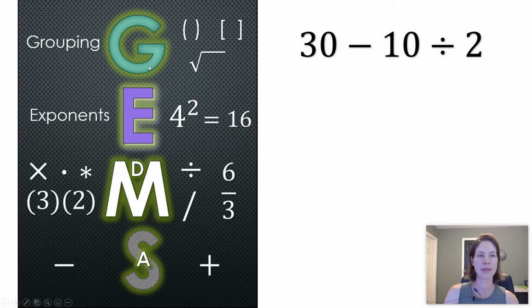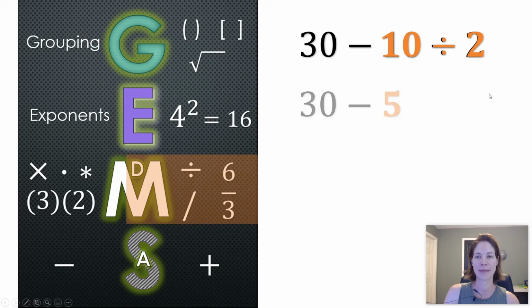So using GEMS, we look at, are there any grouping symbols? No. Are there any exponents in the expression? No. So now we have multiply or divide. Well, we have division, which comes before subtraction. So we need to divide 10 divided by 2, simplify that, and then we subtract because that's all that we have left, and the answer is 25.